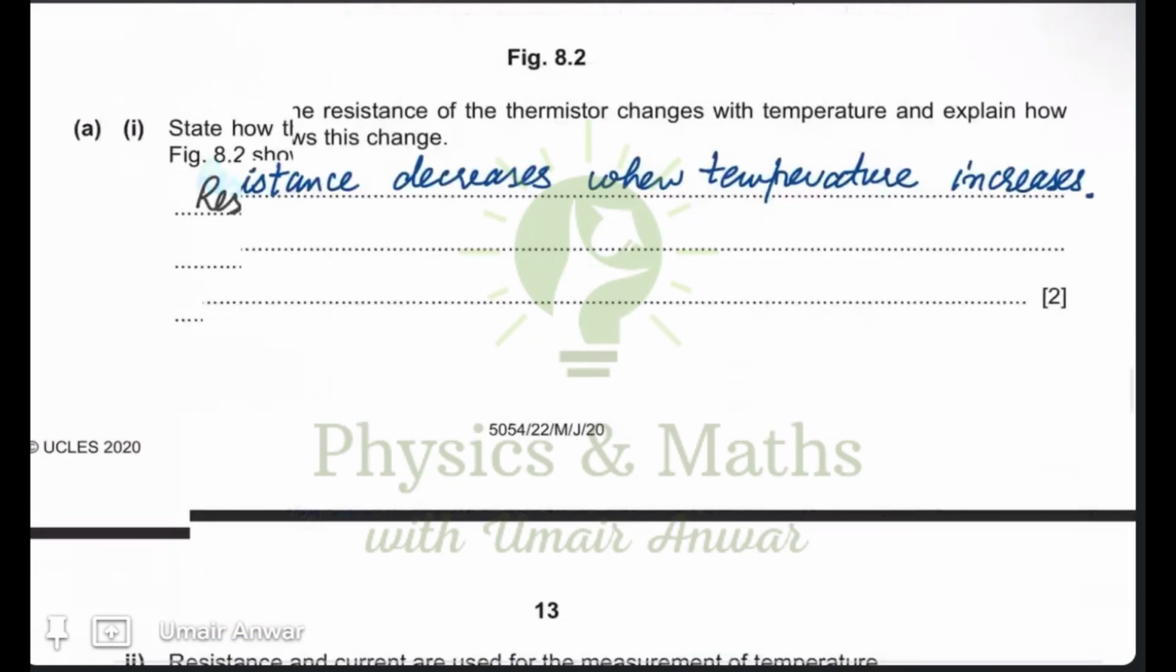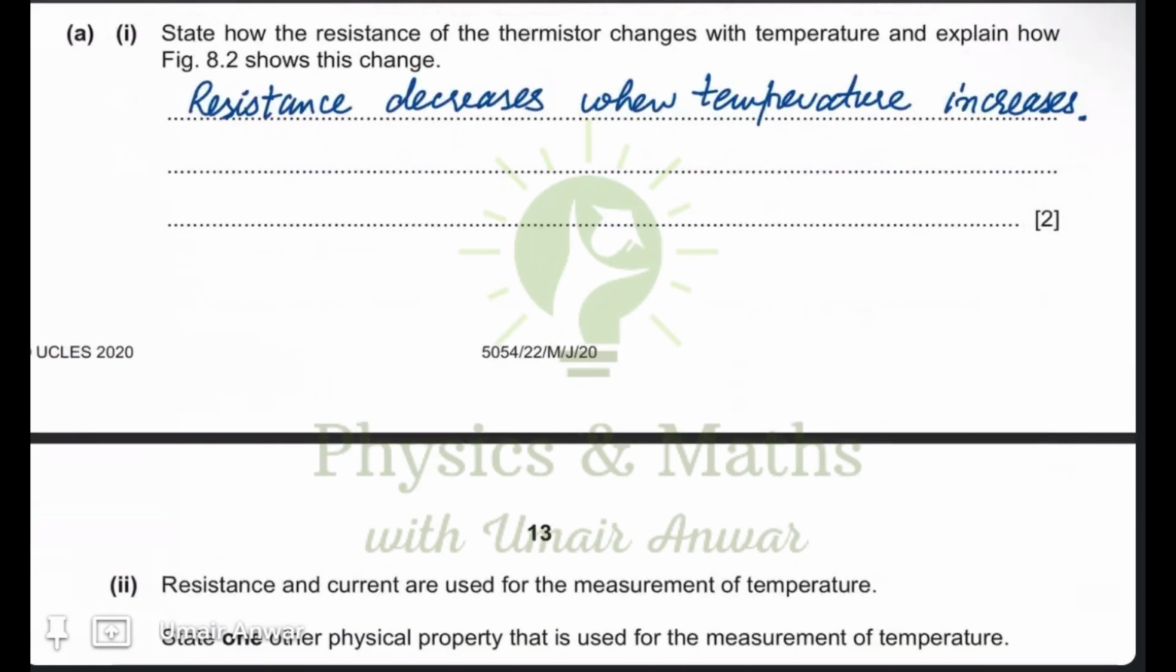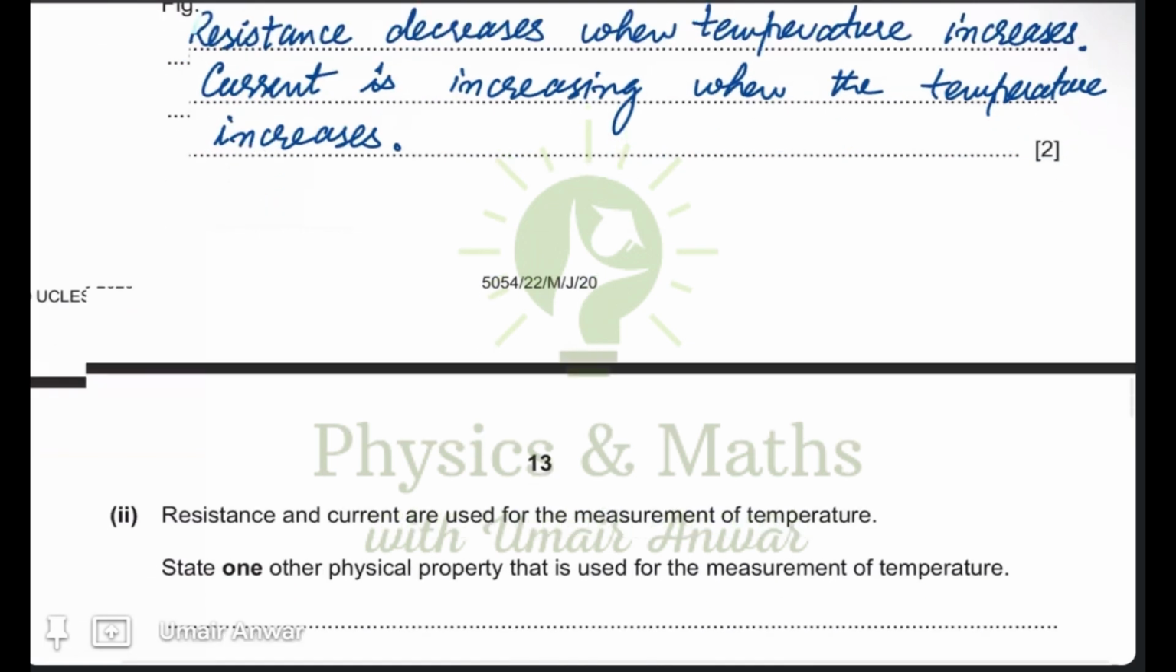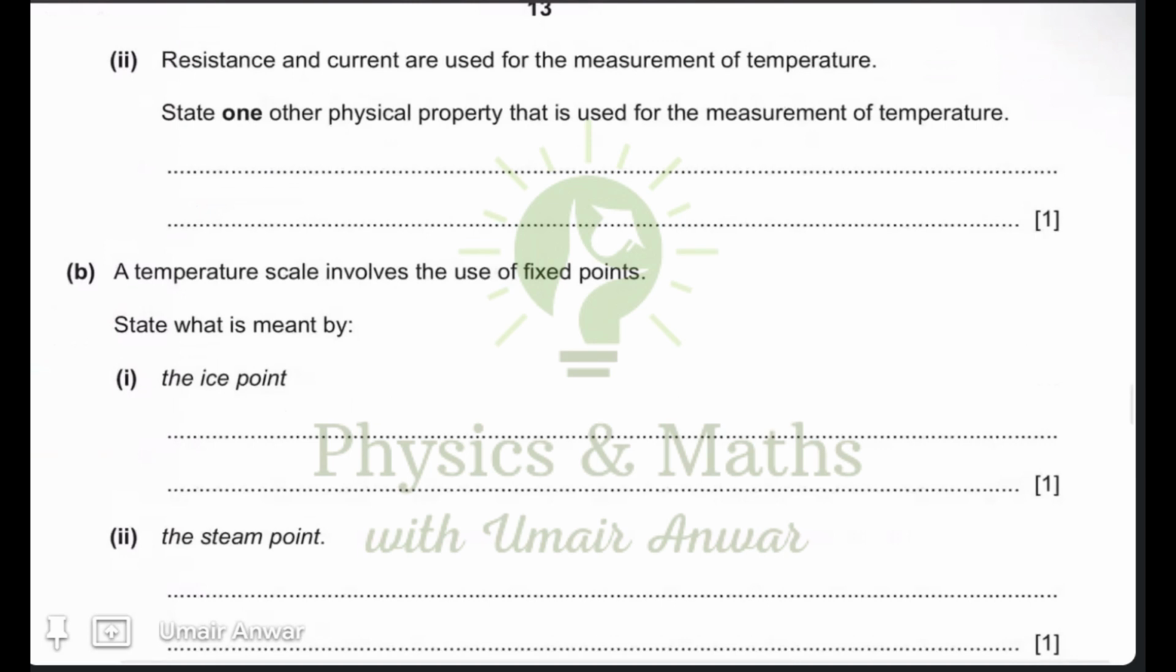The graph shows this. So it is evident that current is increasing when the temperature increases, which means that resistance is decreasing, therefore the current is increasing. Resistance and current are used for the measurement of temperature.